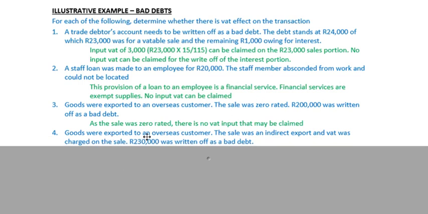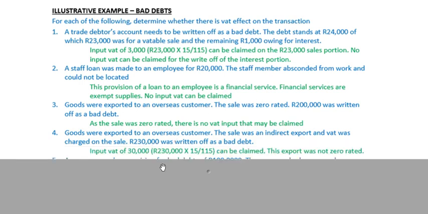Next one says goods were exported to an overseas customer. The sale was an indirect export and VAT was charged on the sale. 230,000 written off. Now yes, this is an export, but we did charge VAT on it because it was an indirect export. So if I charge 230,000 times 15 over 115 as output VAT, I'll get to claim back the 230,000 times 15 over 115 as input VAT when I write it off.